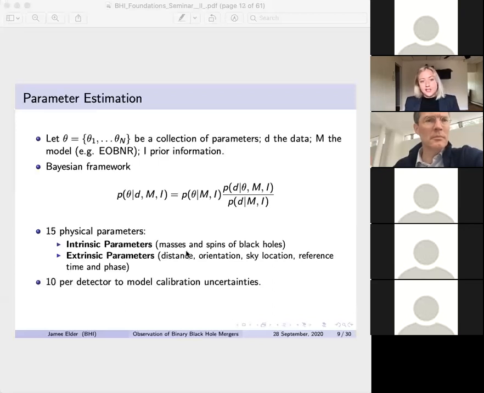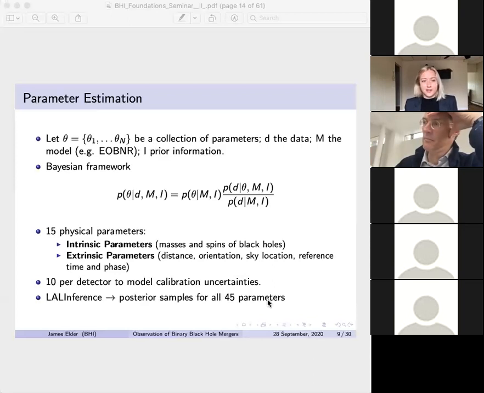In addition to this, the parameter estimation also needs to take account of calibration uncertainties and basically use the same process in order to give posterior distributions for these. And this introduces of the order of about 10 extra parameters per detector. So a typical 3-detector analysis is going to end up sampling 45 parameters.